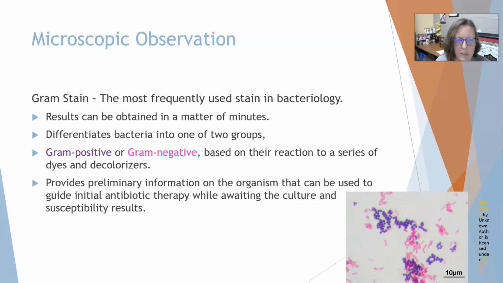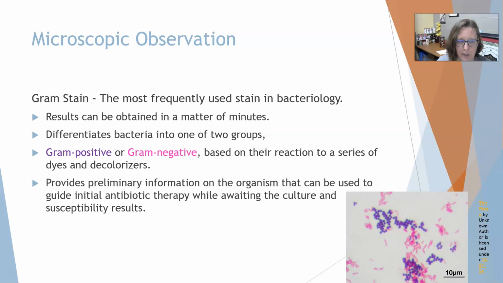The gram stain is the most frequently used stain in bacteriology. It is used to identify bacteria, and almost exclusively bacteria. It will stain fungi and other things, but we use it to identify bacteria. We cannot use a gram stain to identify viruses. The results can be obtained in a matter of minutes. It does not take very long to do a gram stain. Once the specimen is fixed to a slide, the staining procedure literally only takes 2 to 3 minutes.